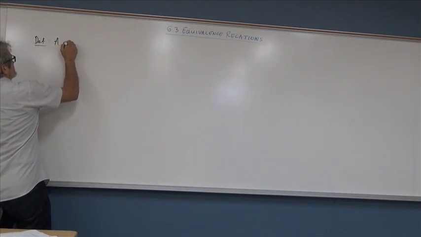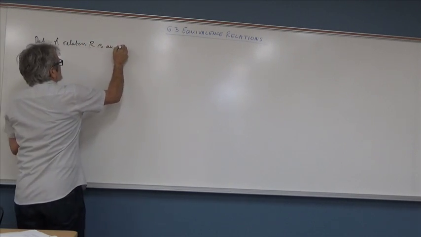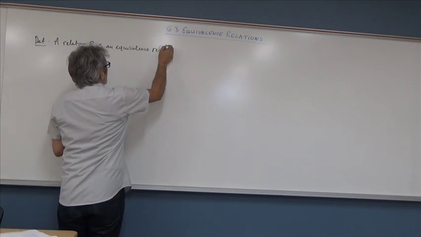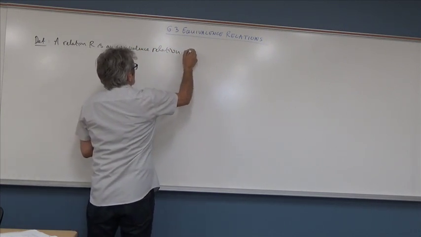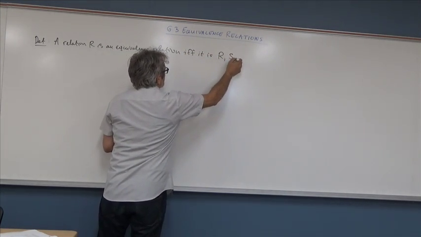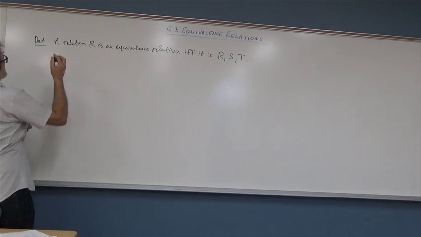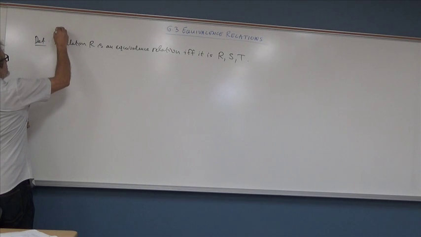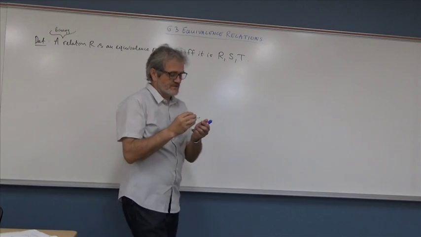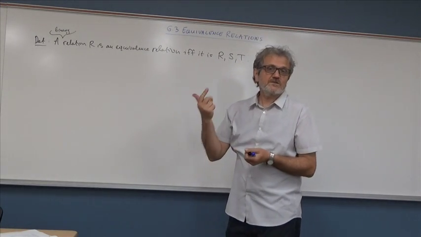A relation R is an equivalence relation if and only if it is reflexive, symmetric, and transitive. I was a little bit careless here. What kind of relation? A binary relation R is an equivalence relation if it's at the same time reflexive, symmetric, and transitive.